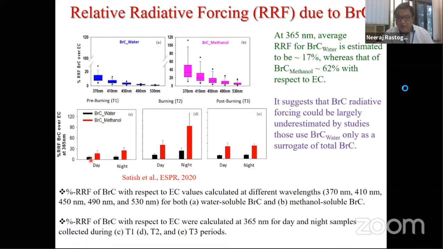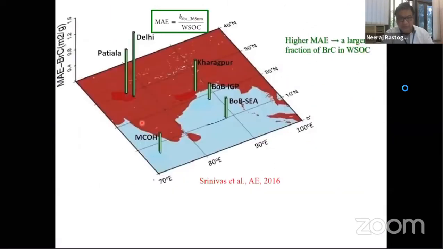And what we inferred here is that at this 365 nanometer, the average RRF, relative forcing of BRC water, is estimated to be about 17%, whereas that of BRC methanol is about 62% with respect to EC. It suggests that BRC relative forcing could be largely underestimated by studies that use BRC water only as a surrogate of total BRC.